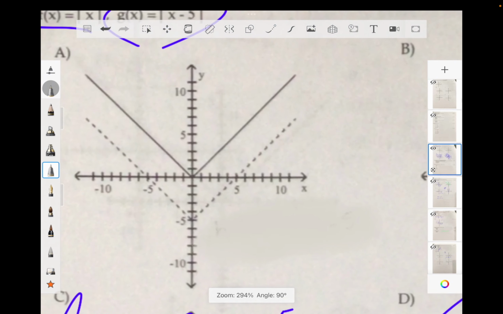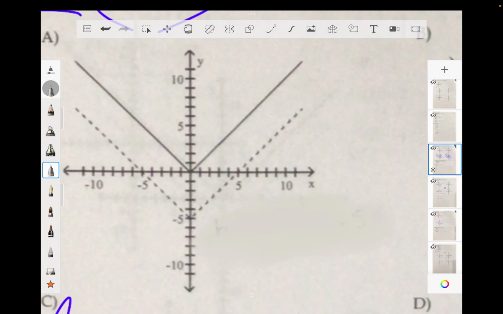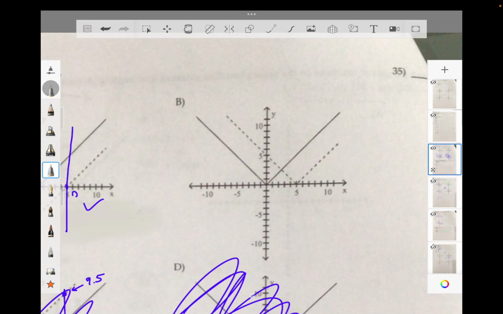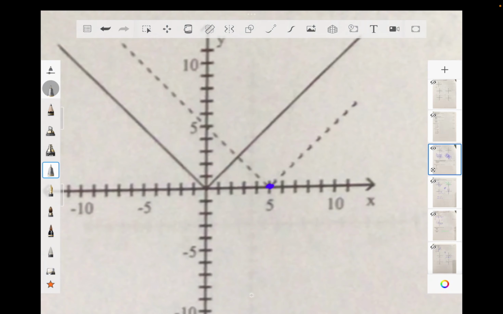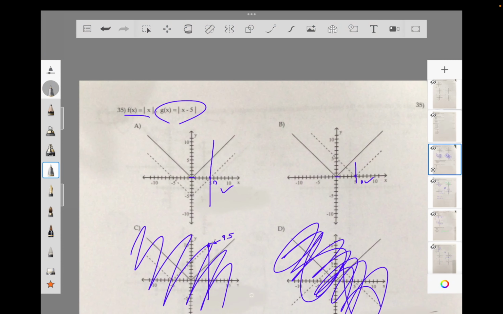Again, 5 right here. It should be at y equals 0, which this one is 0, so this one's good. And this one at 0, so x equals 5 should be y equals 0, which is true. So it's either A or B. Let's pick a different number.